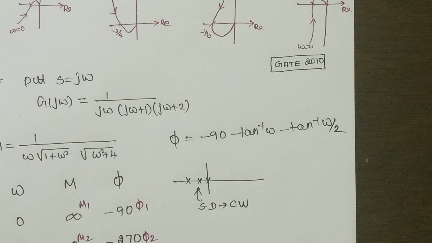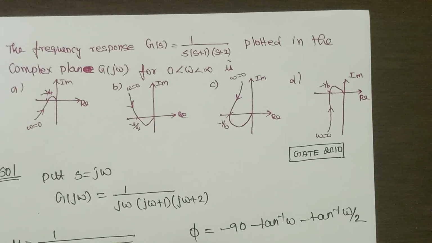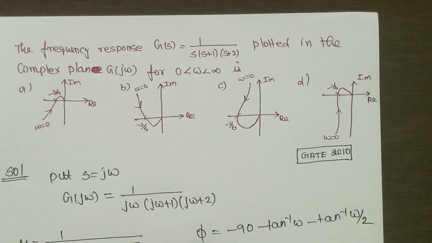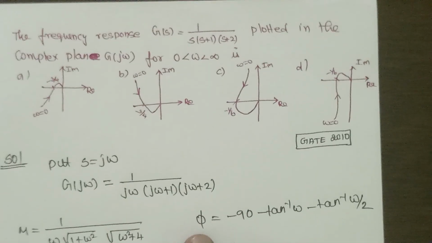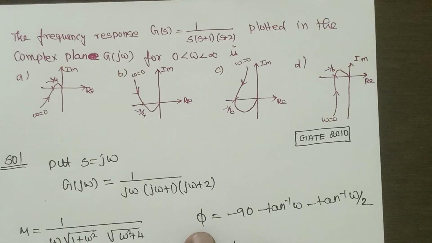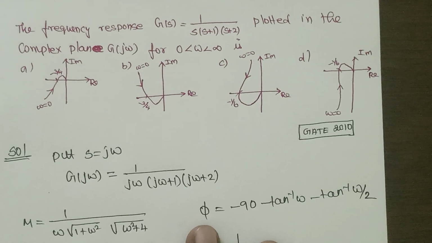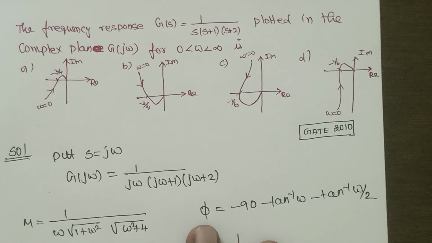Next problem. The frequency response G of s is equal to 1 by s into s plus 1 into s plus 2, plotted in the complex plane G of j omega for 0 less than omega less than infinity is. They have given 4 plots, and we need to select the correct answer for the above transfer function.